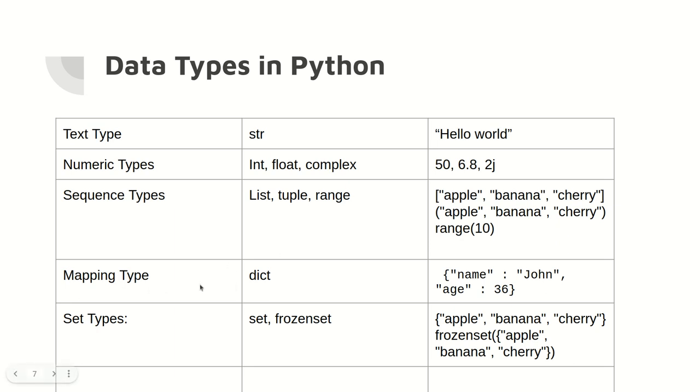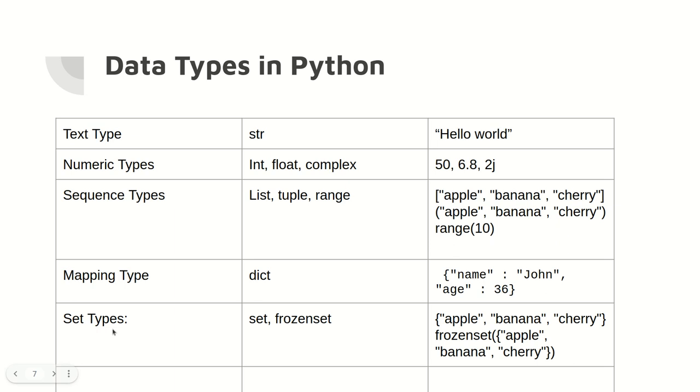And mapping type: one of the mapping types is dict. We represent it as a key value pair, similar to JSON. Here name is the key and Johnson is the value, and age is the key and 36 is the value.